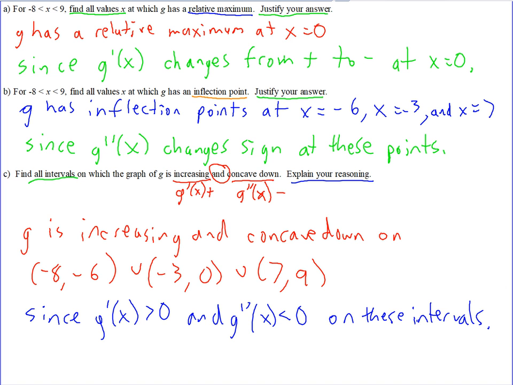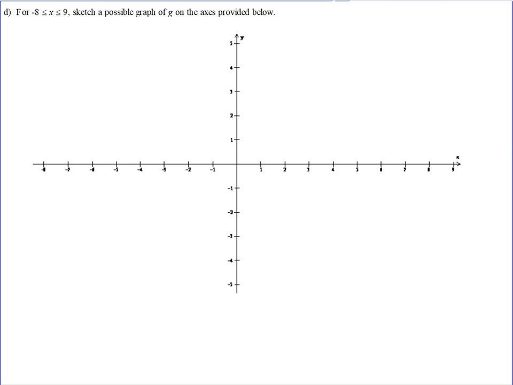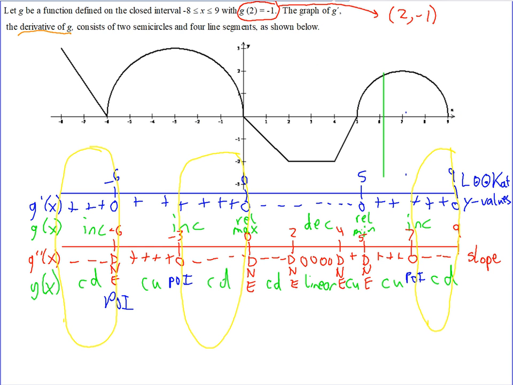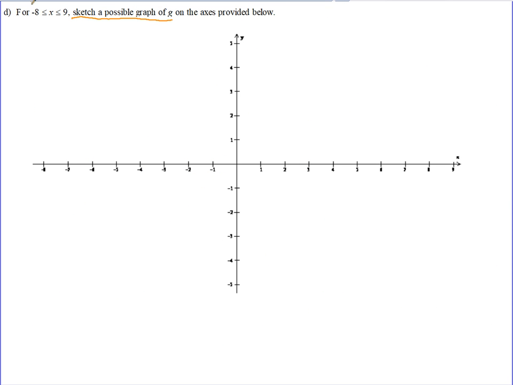All right, now let's take a look at the last part of this one. Part D says sketch a possible graph of g on axes provided below. So remember, we knew 1 point on our graph, 2, -1. So let's start there. You know it has to go through that point.